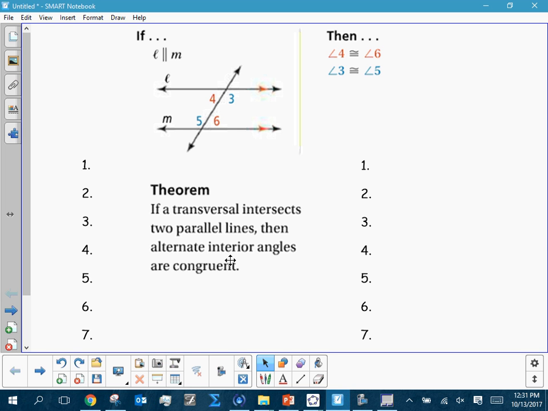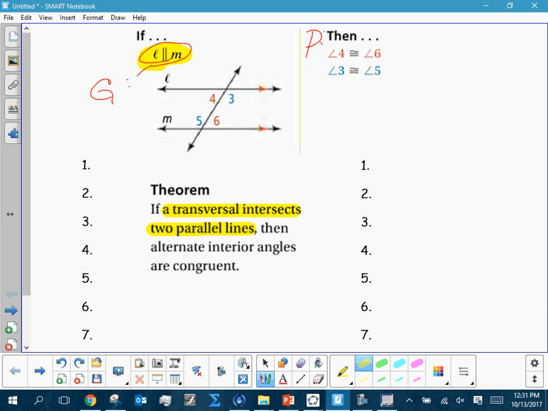But when you're writing this down, what I want you to write down right now is your given information. All you have to do is write down L parallel to M. The prove, then, is this stuff over here. But remember, the way we generate that given information and that prove information is we read this statement, and the if part becomes your given.